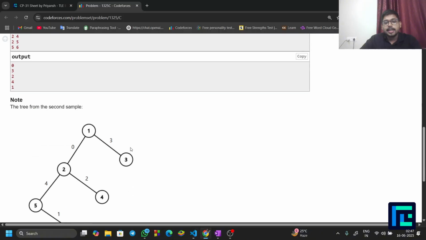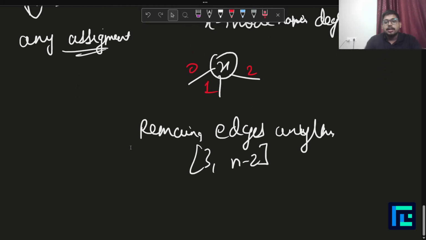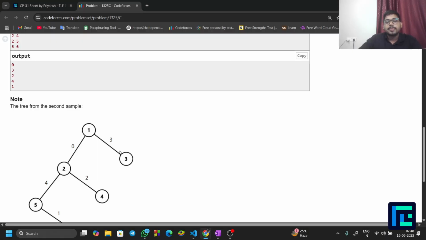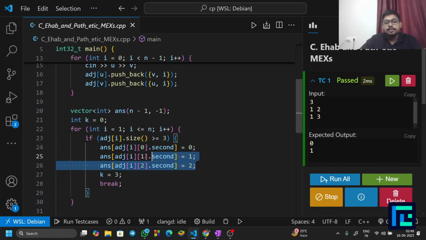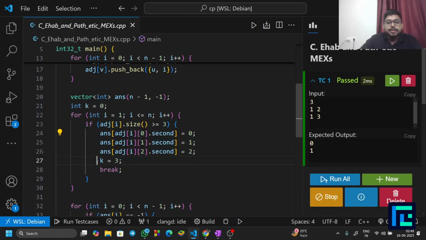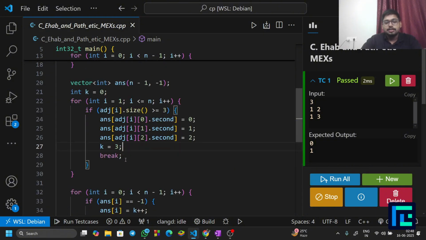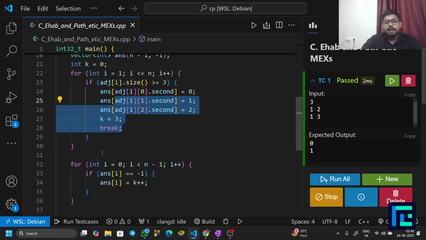So the three adjacent edges to node x are assigned labels 0, 1 and 2. Okay, that thing is done. After that I'll update my k to 3, since 0, 1, 2 is done. Now for the remaining assignment, I have to start from 3 and just randomly assign anything. So just break out: if this if condition is satisfied one time, then we'll break out after satisfying it one time.